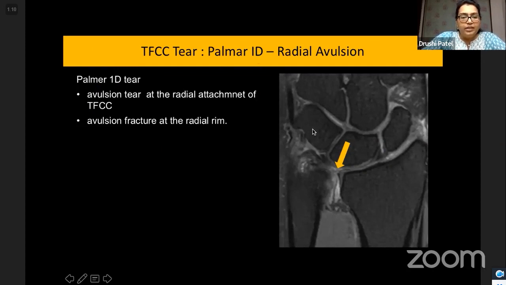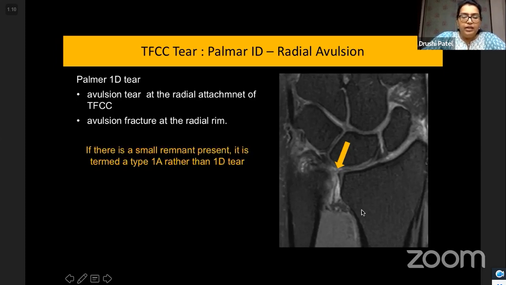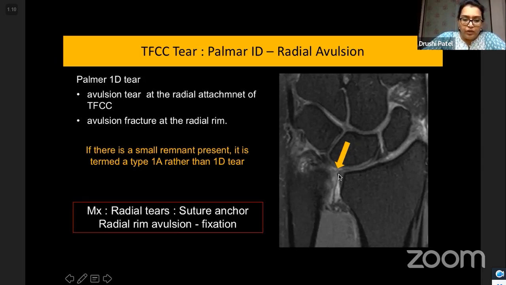Palmer 1D is the radial avulsion, wherein there is an avulsion tear at the radial attachment of the TFCC, or it may be associated with an avulsion fracture of the radial rim. And it is important that no amount of tissue should be present at this site. If the tissue is present, then it's more likely to be a central perforation rather than a radial avulsion. It is important to differentiate this because the treatment is different.